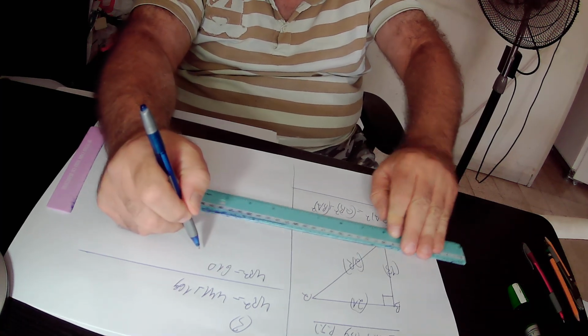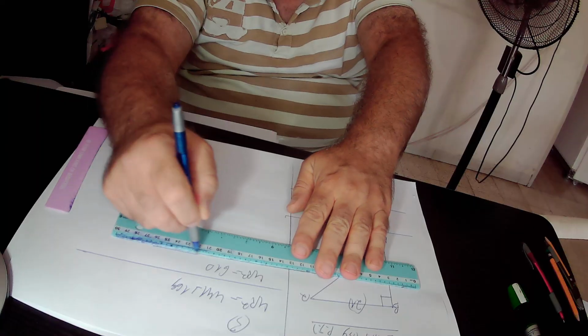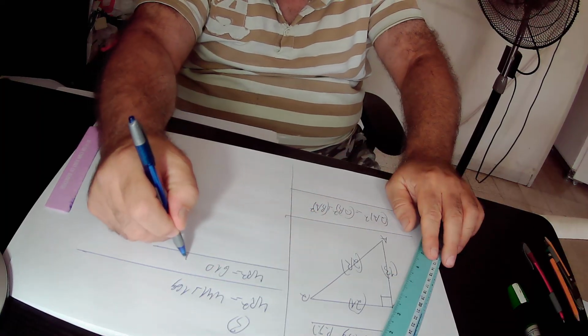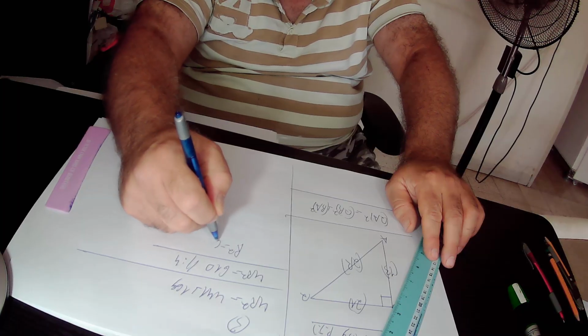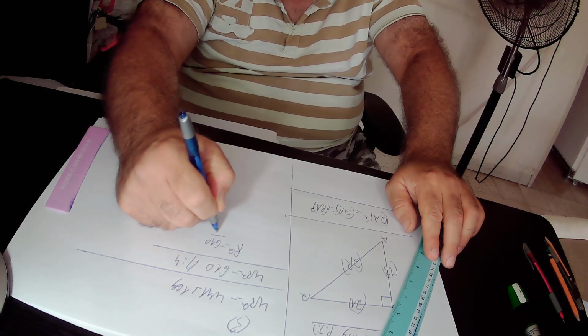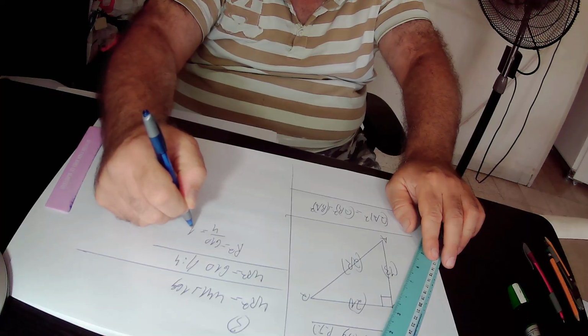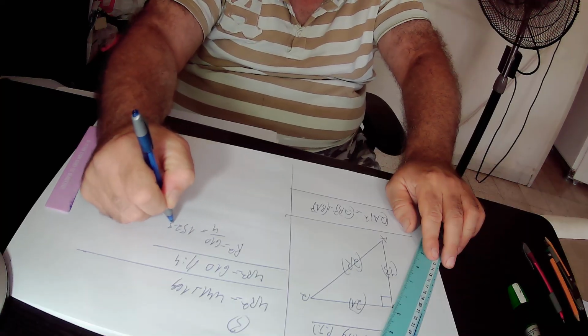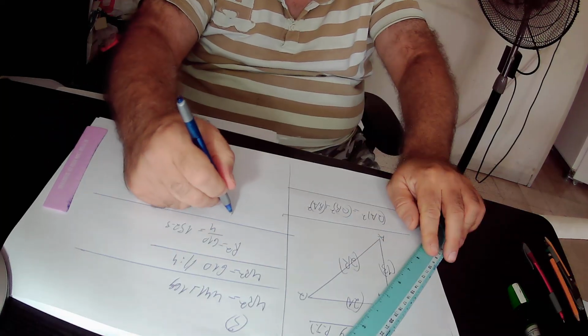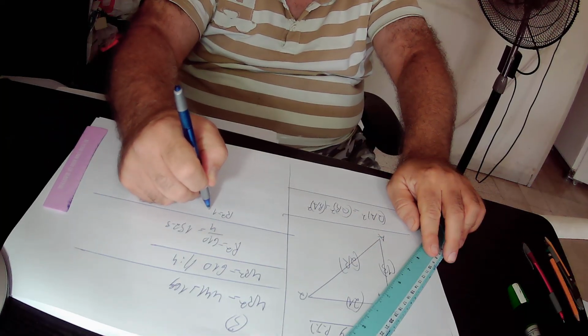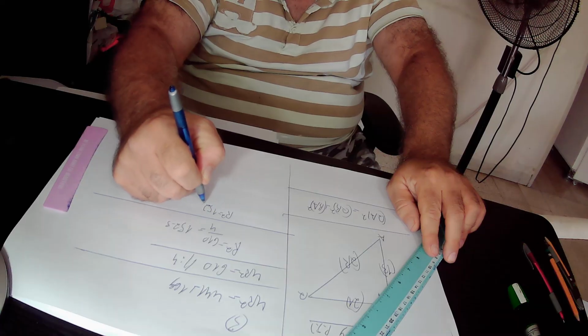So in total, we found that 4r squared equals 610. Here we divide this equation by 4, and finally we get that r squared equals 610 over 4. 610 over 4 is 152.5. In total, we found that r squared equals 152.5.